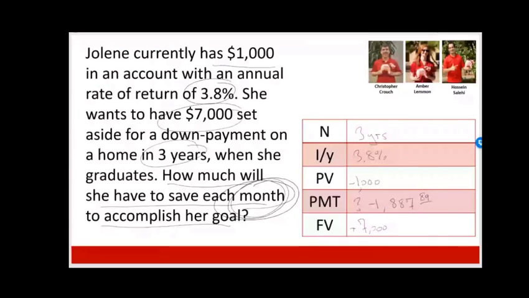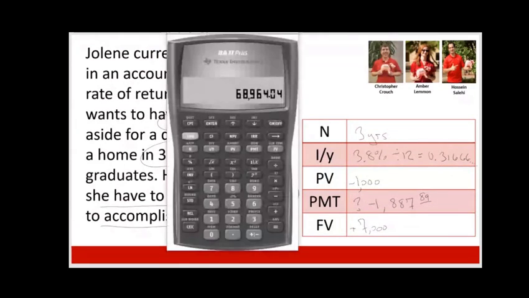It says we have to divide by 12. What do we have to divide by 12? Okay, so divide our interest rate by 12. Again, this comes up with one of those really nasty numbers. On your calculator, you would want to enter that in as 3.8 divided by 12 equals, and then interest rate. So we still have our 1,000 as negative present value, 7,000 as positive future value, and 3 for N.